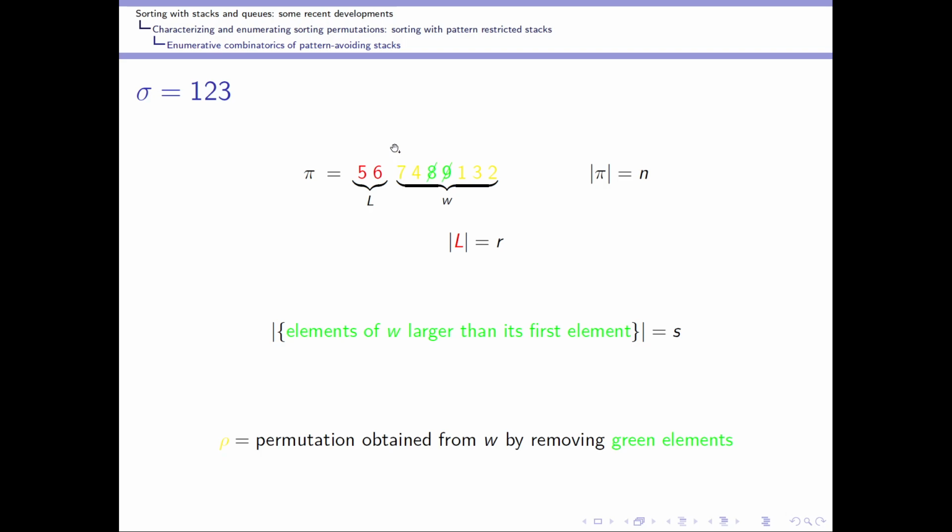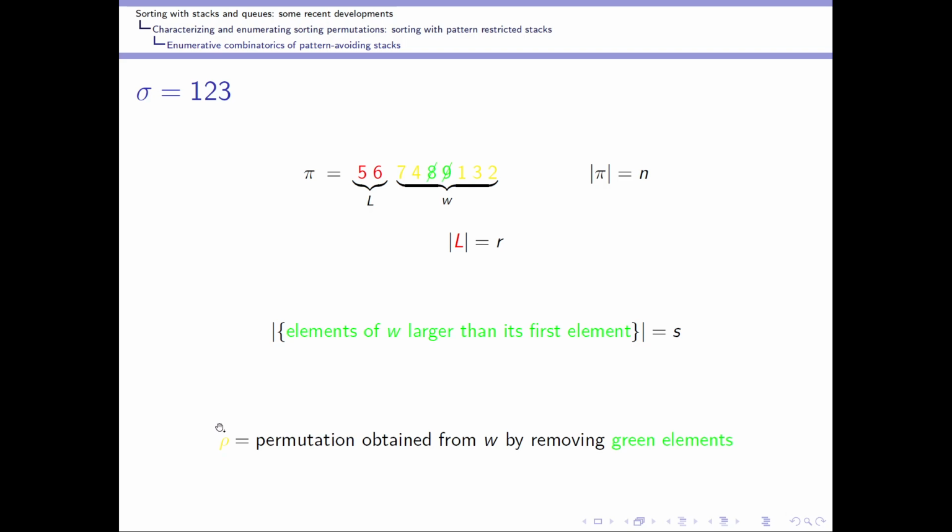Inside W, consider the first element of W, and now consider all the elements of W which are larger than its first element. So these green elements here. It is possible to prove that these elements appear consecutively inside omega. Suppose that you have S of this green element, which are 2 in this case, and remove them, and consider the permutation rho, which is obtained from W by removing the green elements and then rescaling if needed.